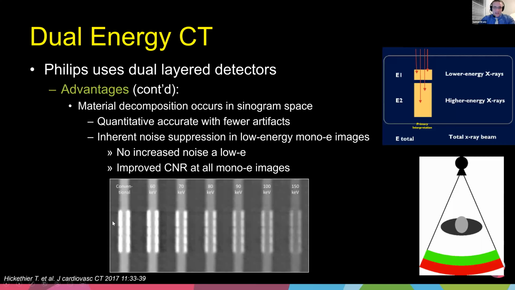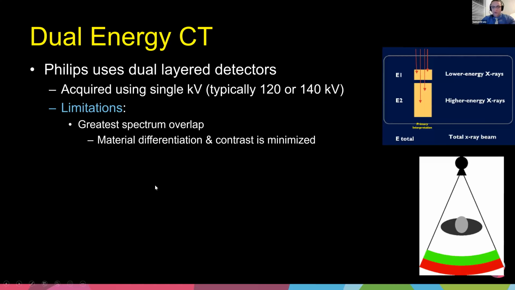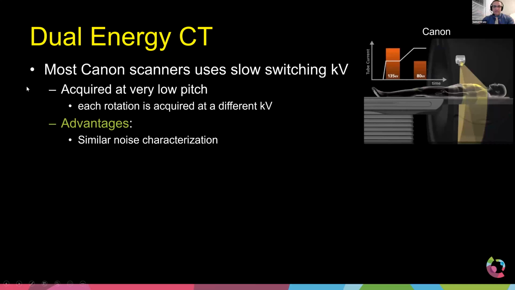You can see this stent right here. It is much more intense. And as you can just imagine throughout the entire body, wherever there was iodine or bone, it would just be more intense. The limitation is because you're actually using 1 kV and you're artificially trying to separate it, there is a lot of overlap when you look at the two detectors and their spectrums. And so because of that, there is a penalty to the types of tissues you can differentiate.